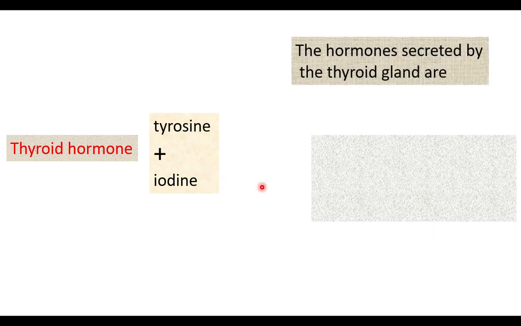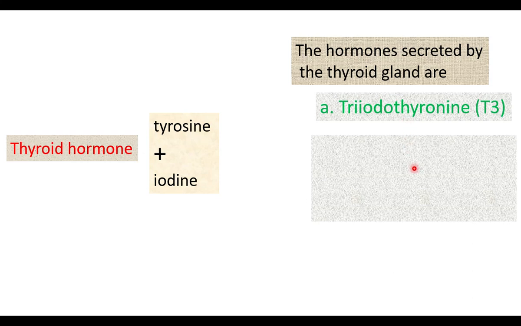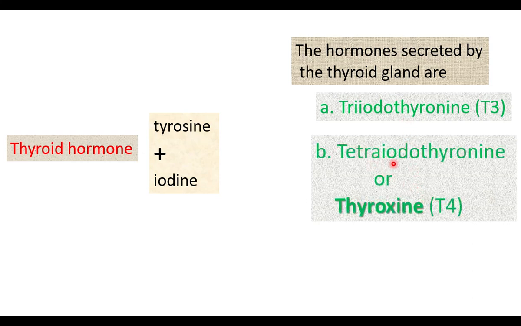The thyroid hormones are T3, triiodothyronine, and T4, tetraiodothyronine. This is called thyroxine. Thyroid hormones are made up of tyrosine amino acid and iodine. So iodine deficiency in the food will affect thyroid functioning. Thyroid hormones control growth of the body, bone development, brain development, energy production of the body, body temperature, etc.